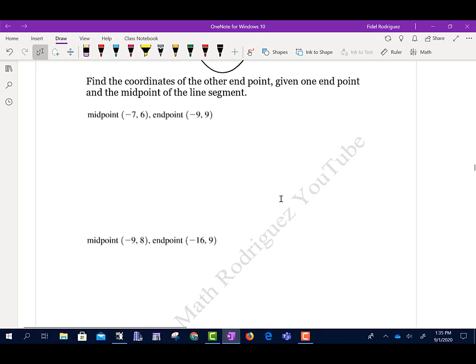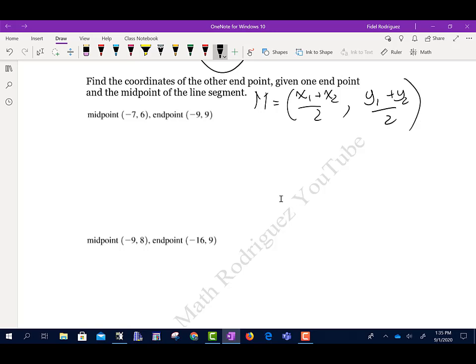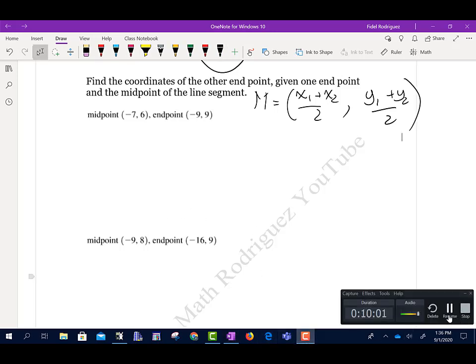Okay, so the directions on this problem say find the coordinates of the other endpoint given one endpoint and the midpoint of the line segment. So we're going to say the coordinates of our midpoint is x1 plus x2 over 2, y1 plus y2 over 2, okay? And we know the midpoint here, and we know an endpoint. So let's go ahead and do this part.